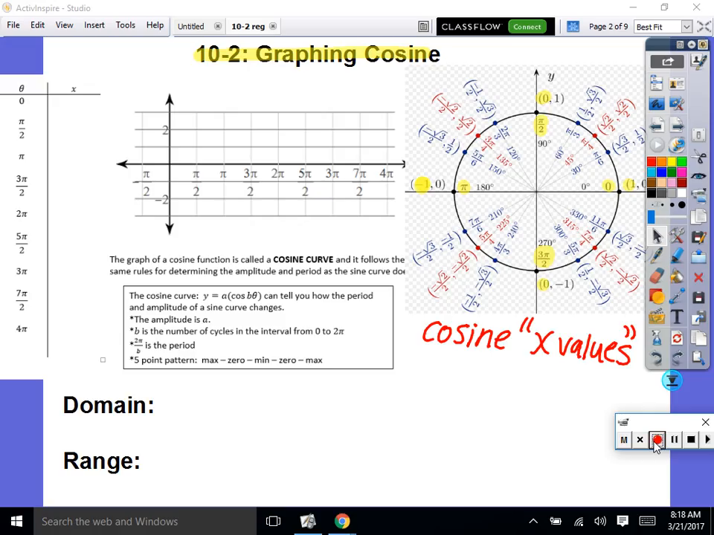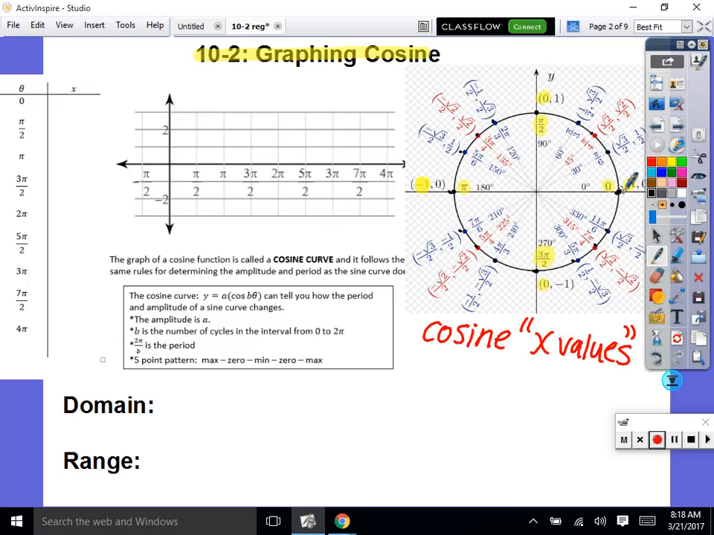Now remember that cosine is our X values on the unit circle. And remember, we could plot as many points. We could literally plot every single one of those points, but that's a lot of points to plot. So that's why we choose those special 5 points, just to make our life easier. So remember, we graph 0, pi halves, pi, 3 pi halves, and then 2 pi, right, everybody? The 5 points.